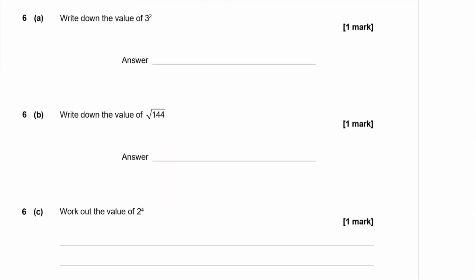Question 6a. Write down the value of 3 squared. Well, 3 squared, when you square something, it means timesing it by itself. So I'm going to do 3 times 3 here, and 3 times 3 is 9, isn't it?